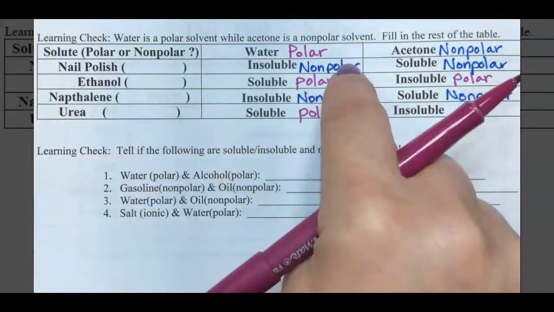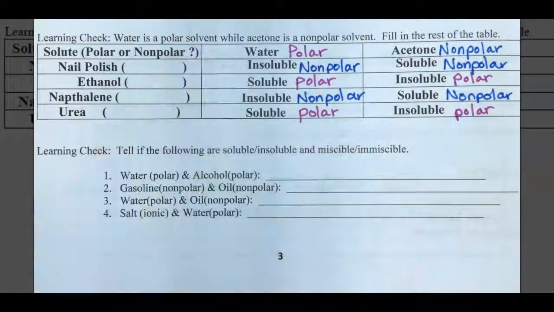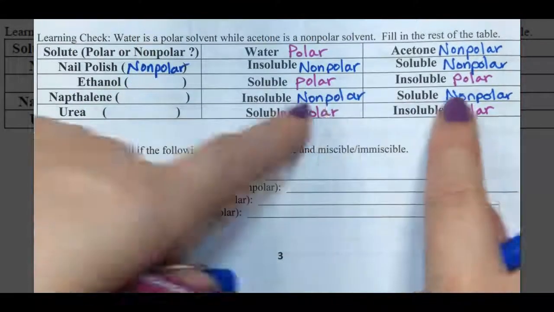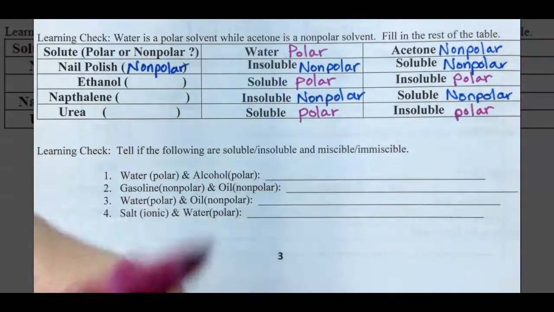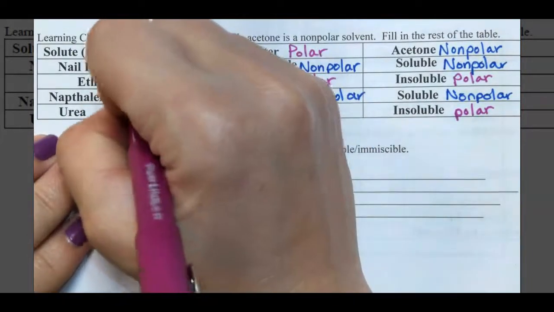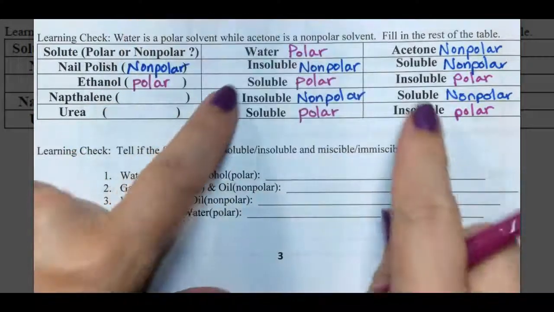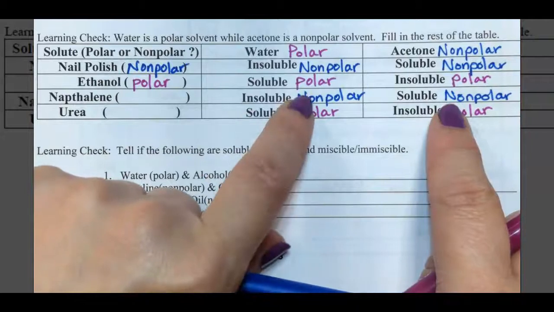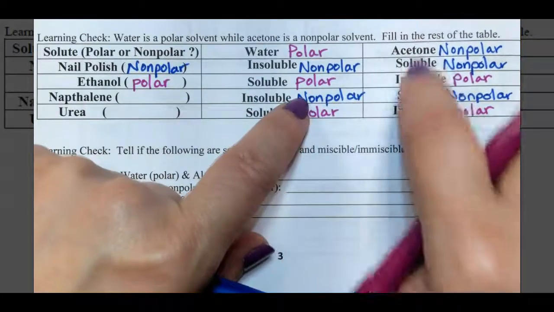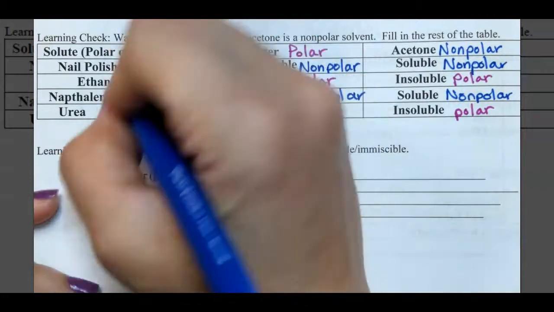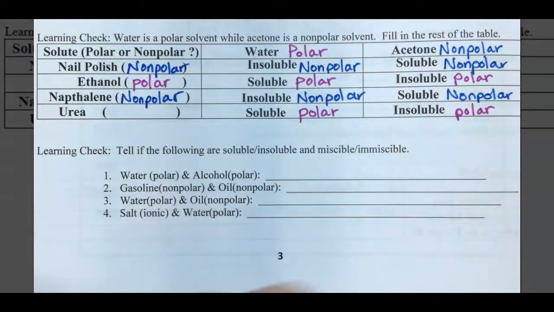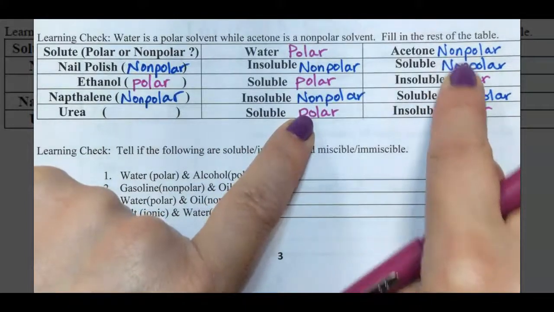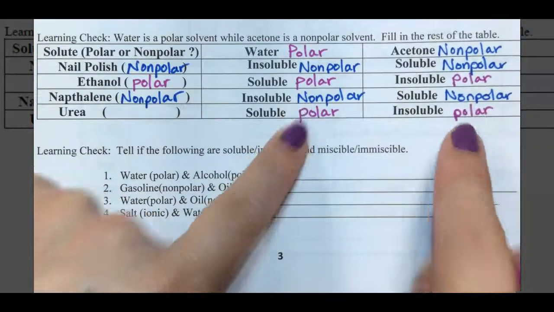Nail polish is nonpolar. So we'll put this as nonpolar. Ethanol is, in both cases, polar. And it should. They should match, because ethanol is either polar or nonpolar. It's not both at the same time. Naphthalene. It's insoluble in water, which makes it nonpolar. Soluble in acetone, which makes it nonpolar. So naphthalene is nonpolar. And then urea, because it's soluble in water, which is polar, and insoluble in acetone, which is nonpolar, that makes it polar.